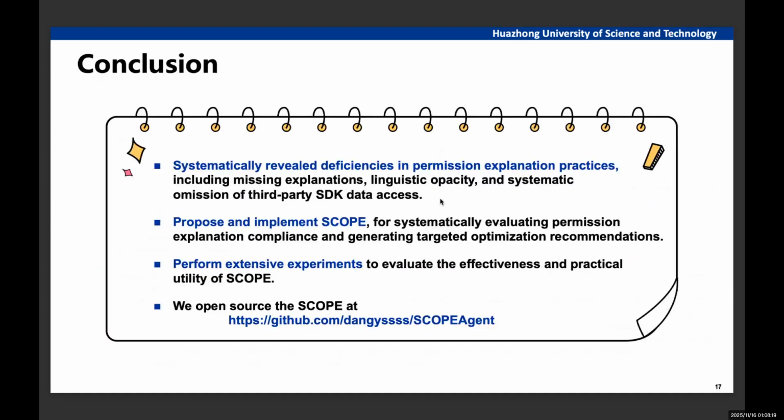In conclusion, we systematically revealed deficiencies in permission explanation practices, and we proposed and implemented the framework Scope to evaluate permission explanation compliance and generate targeted optimization recommendations. And we performed experiments to evaluate the effectiveness and practical utility of our framework.